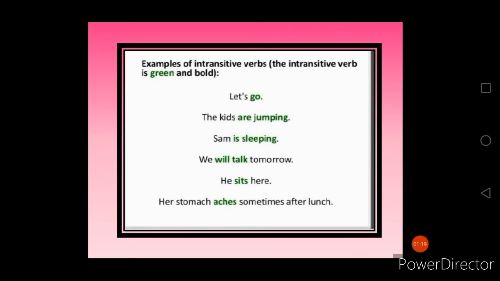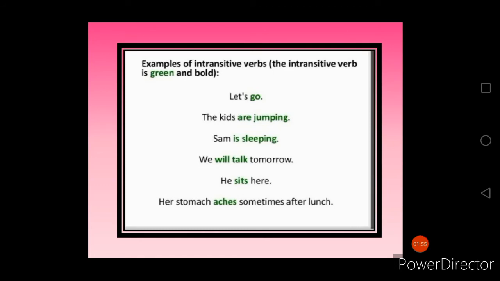Good. So after this verb, what is present? Tomorrow. So tomorrow is an adjunct, right? Because it answers the question when we will talk. I told you adjunct means it answers the question when, how or where, right? So in this sentence, tomorrow answers the question when we will talk. Okay, so tomorrow is an adjunct. So after this verb, there is an adjunct. So this verb is an intransitive verb.